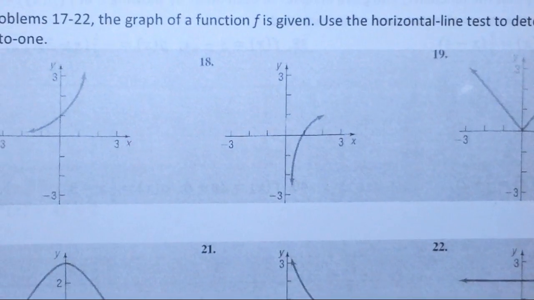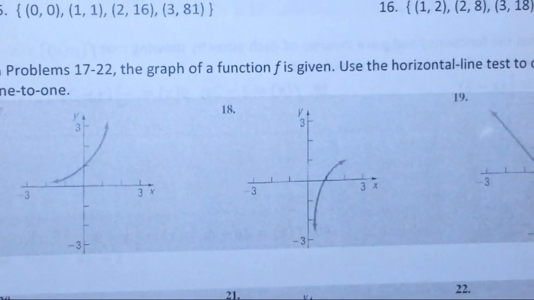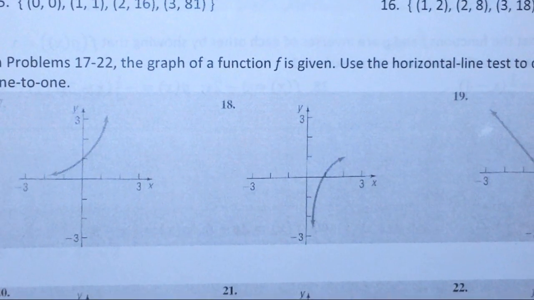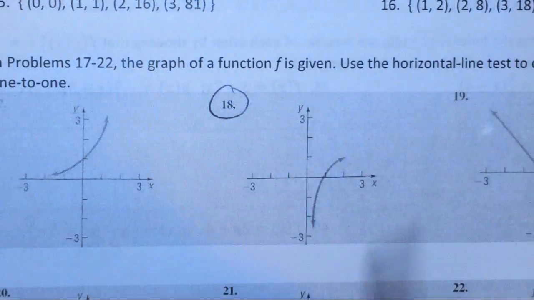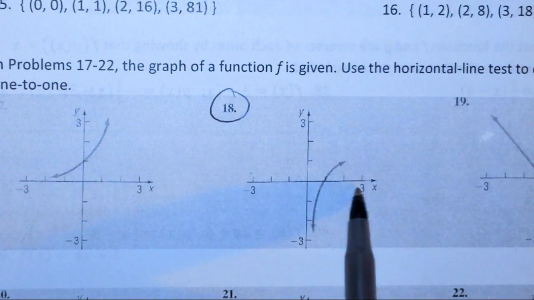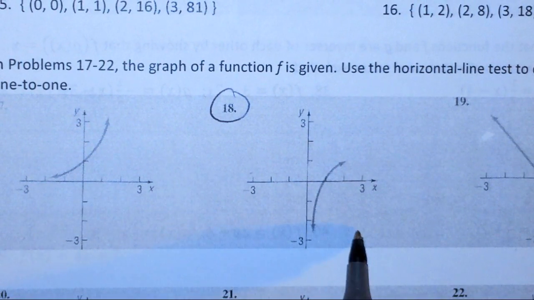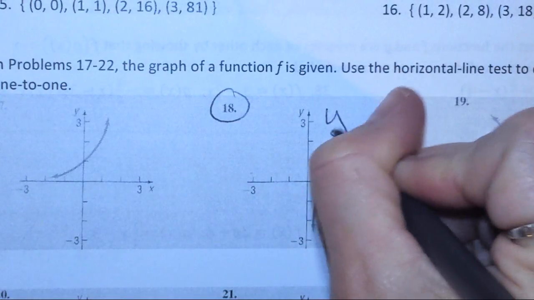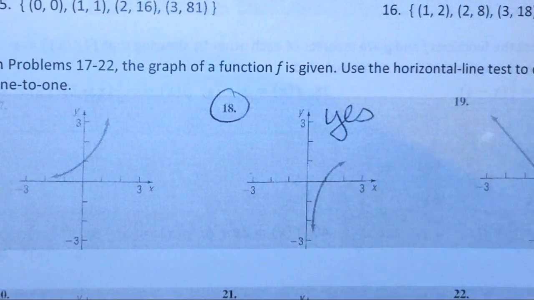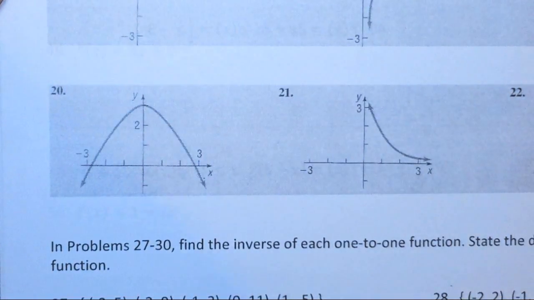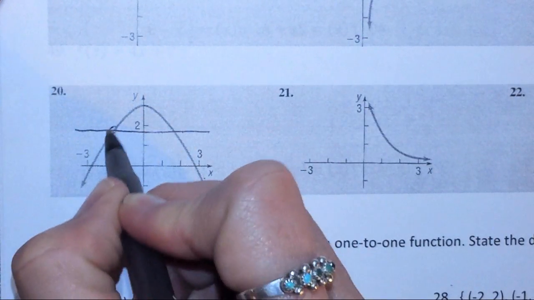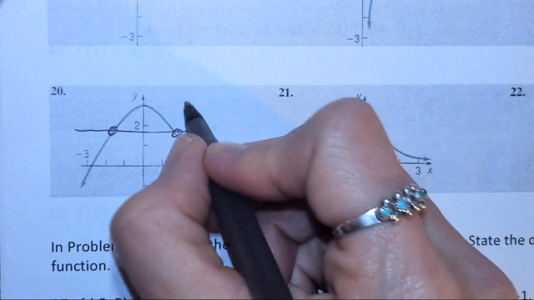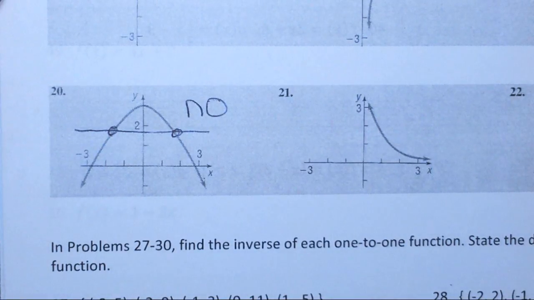On 17 through 22, we're still trying to decide yes or no, and we're using the horizontal line test. So on 18, if I were to draw a horizontal line anywhere across this graph, it would only touch one time. So this is yes, it's 1-to-1. On number 20, if I were to draw a horizontal line, it touches twice. So this one is no, it's not 1-to-1.